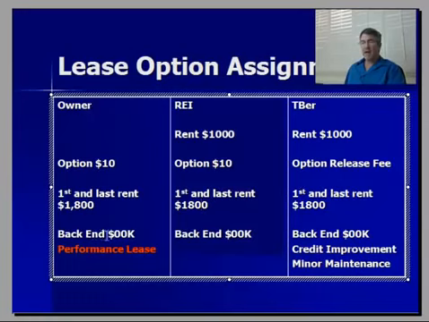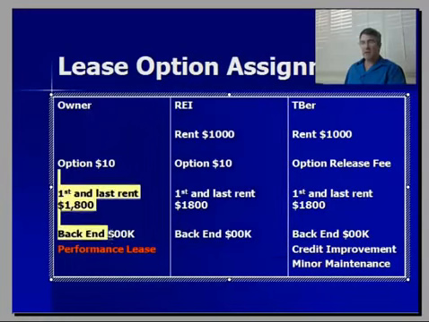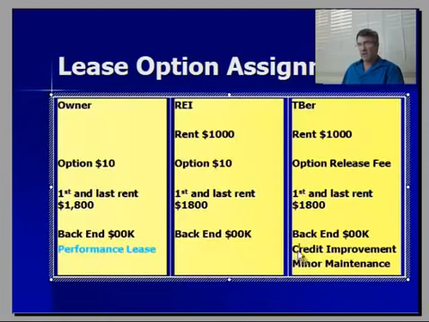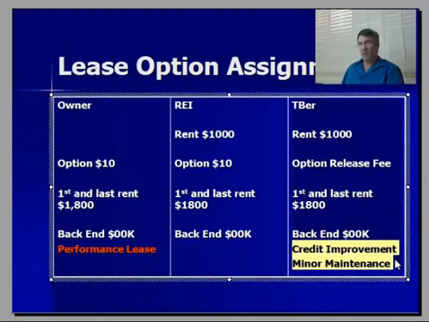And the back end doesn't come into play because you're not doing a double close. You're just assigning the deal for a fee. You don't have a performance lease because you're not in a sandwich. You're assigning the deal. And these two things are still important, the credit improvement and the minor maintenance.